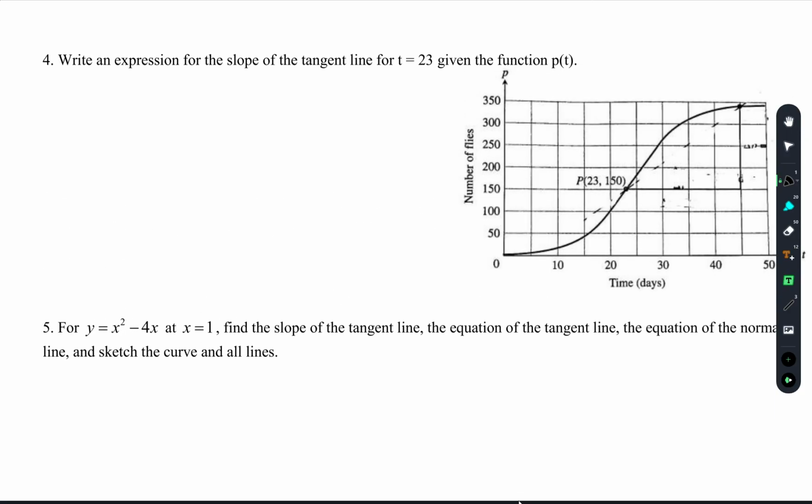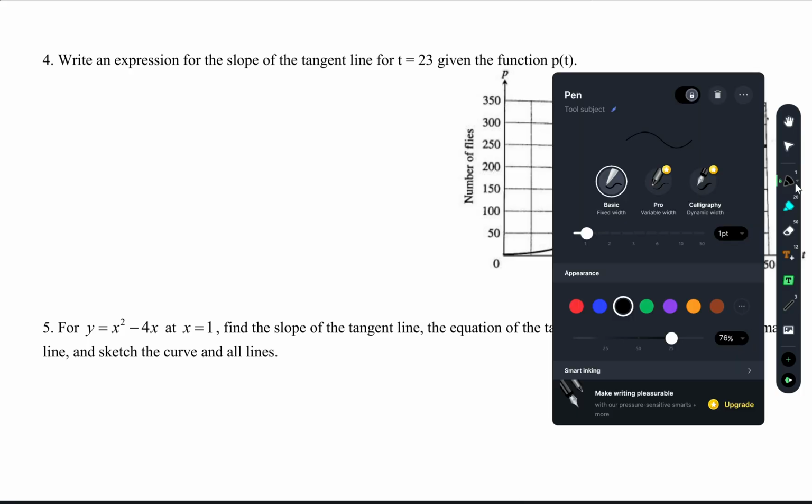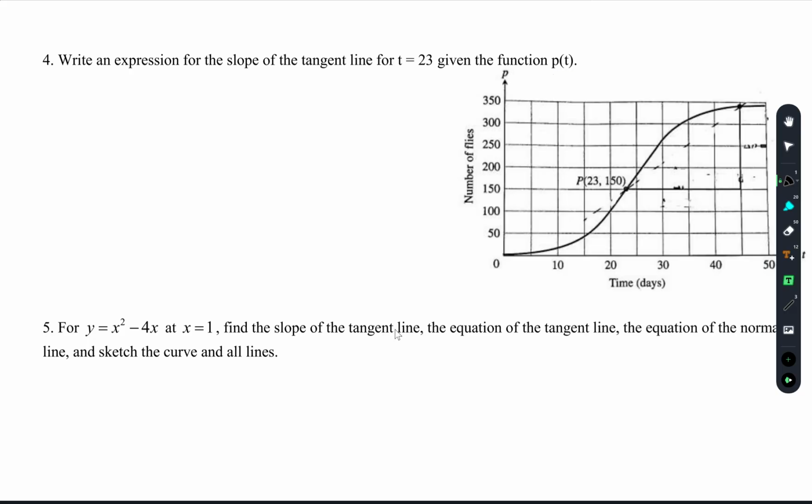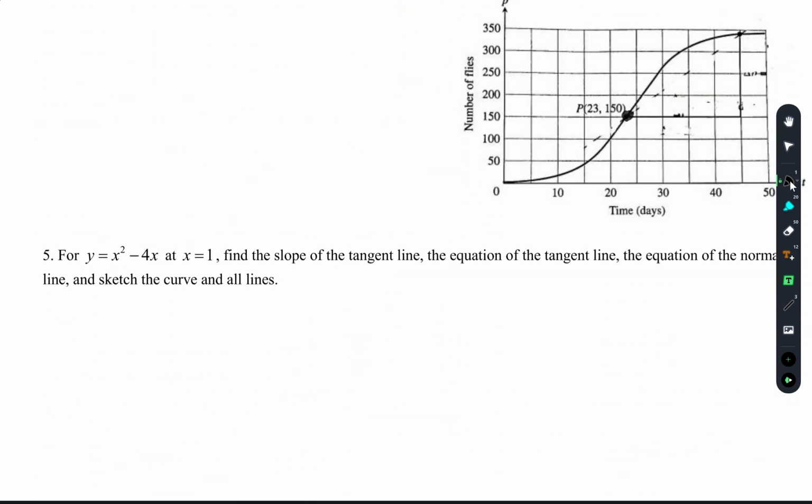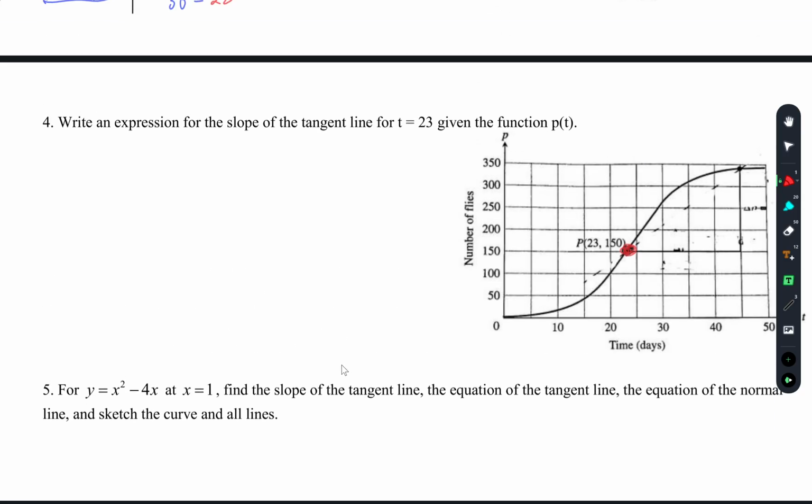So as far as writing an expression for a tangent line at t equals 23, there are 2 ways to do it. I'm going to probably focus on the h definition, just because that one's the more used one. So essentially what we're trying to find, that's our spot. I'm going to keep with the color actually. This is where we want that tangent line.